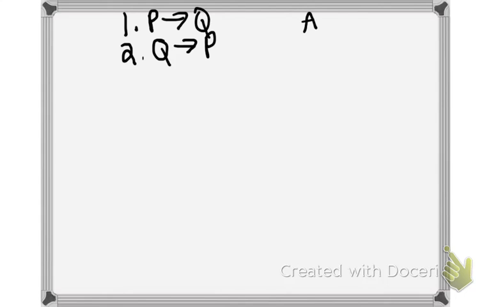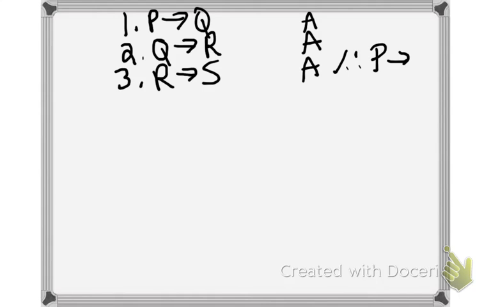Let's get rid of all of this stuff so we can start fresh. Okay, so let's suppose we have the argument: P arrow Q is one of the premises, and Q arrow R is another premise, and then finally R arrow S is the last premise. And what we're trying to prove is the statement P arrow S. So our conclusion is P arrow S.